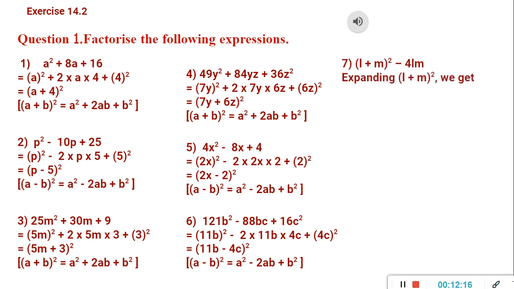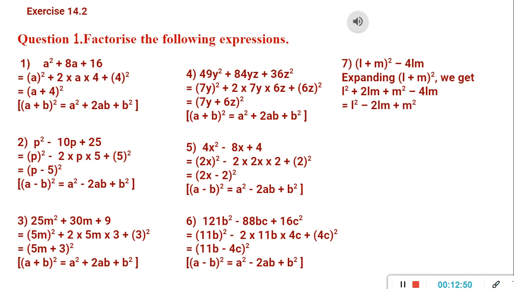Now seventh one, l plus m whole square minus 4lm. Here in the question it is given, you have to expand l plus m whole square, right? So we can expand it first. l plus m whole square means a plus b whole square. A square plus 2ab plus b square. So l square plus 2lm plus m square. Then minus 4lm. Now you can see that here plus 2lm is there, minus 4lm is there. So if we subtract that, we will get minus 2lm there. So now we got the expression like this, l square minus 2lm plus m square.